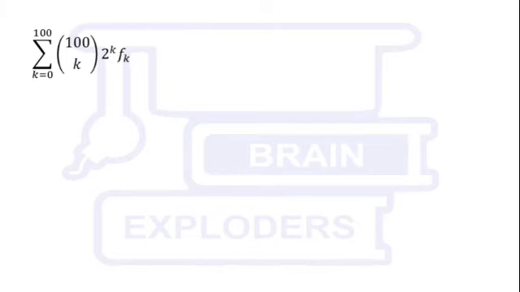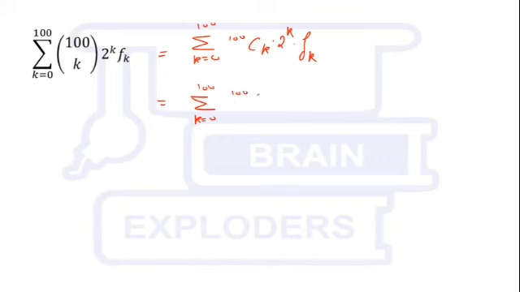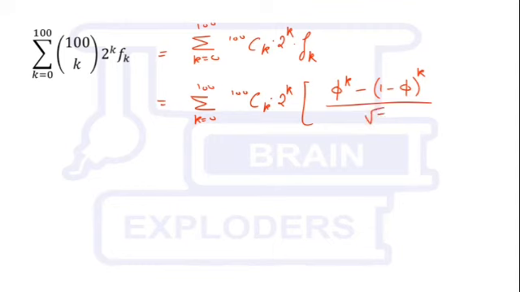Now let's come to the expression given in our question. Summation k is equal to 0 to 100 100Ck times 2 raised to the power k times Fk. Write the formula for Fk over here. So we have 100Ck times 2 raised to the power k times (phi raised to the power k minus (1 minus phi) raised to the power k) over root 5.